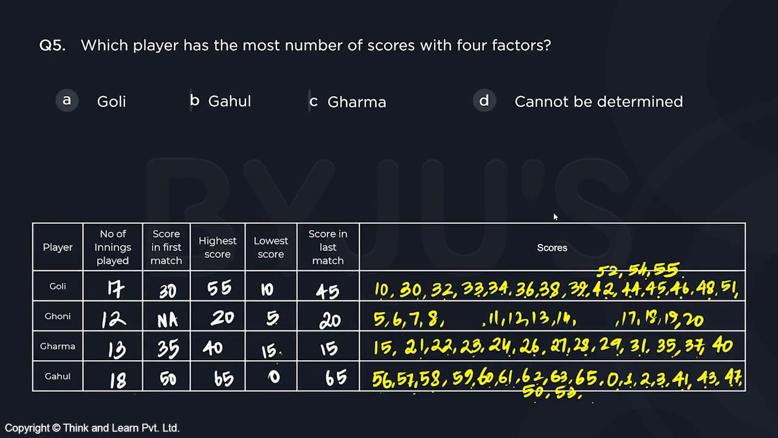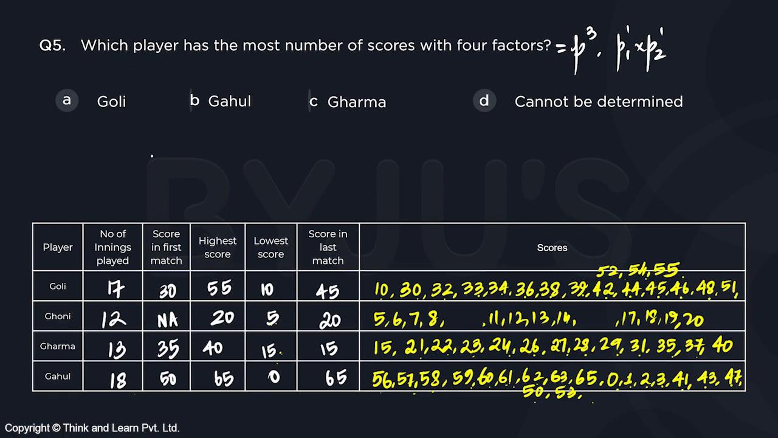Question number 5. Which player has the most number of scores with 4 factors? Now a number will have 4 factors if it can be written as a prime number to the power 3, or first prime number into second prime number with a power of 1 each. So either the number is a perfect cube, so that it will have 4 factors, or it will be the product of 2 prime numbers.